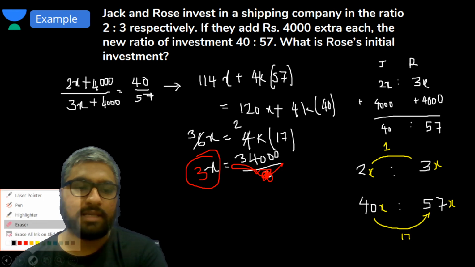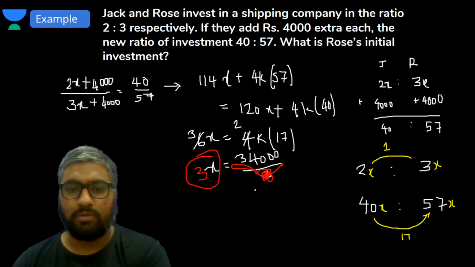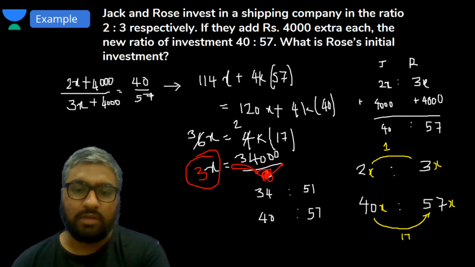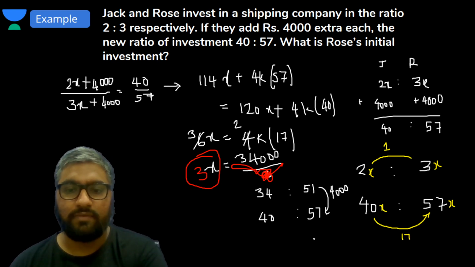I have to quickly multiply this with 17. So 2x into 17 would be 34x. So this is 34 is to 51, and this is 40 is to 57. Do you see now? 34 and 40 difference is 6. 51 and 57 difference is 6. Now what do you know? You know that the difference between these two is 4,000 rupees. So 6x. Do you see how the difference is 6x?